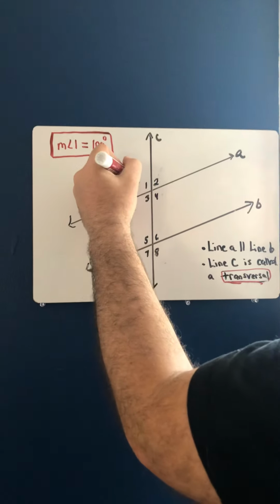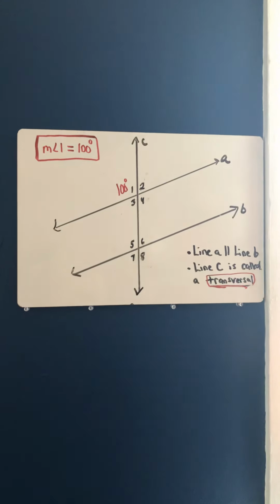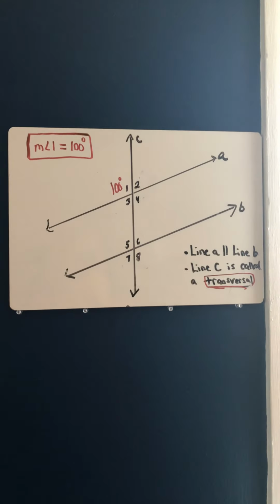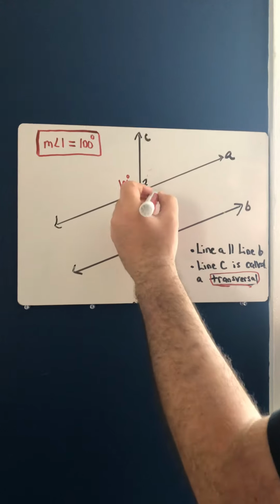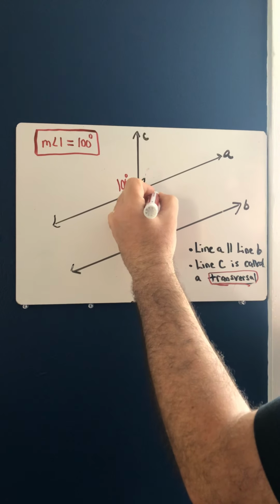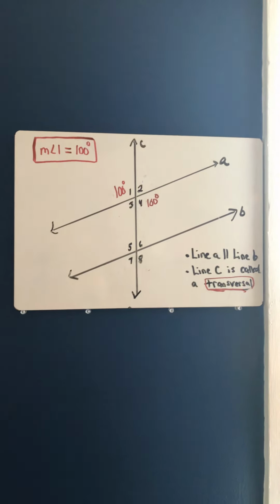So let me label that, angle 1 is 100 degrees. And we'll know from our previous understandings that it's a vertical angle with angle 4, so that has to be also 100 degrees. So that's one thing we can recognize.